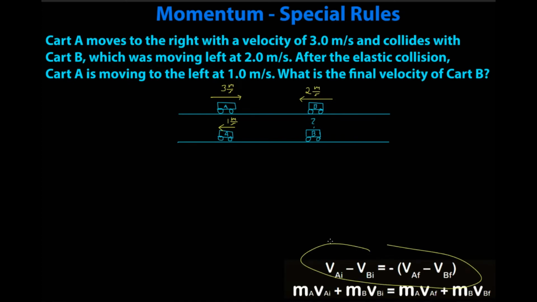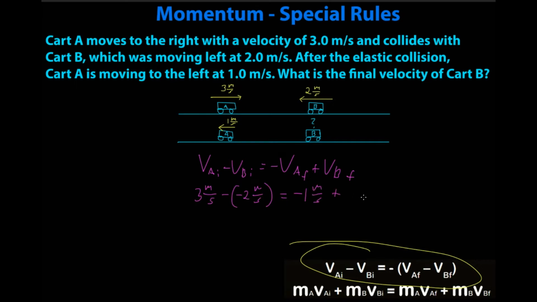I will take this equation. I'm going to factor in that negative sign. 3 meters a second minus negative 2 meters a second equals negative 1 meter a second plus VB final. I will get 3 plus 2 equals 5 meters a second minus negative 1 meter per second, because object A is moving to the left, plus VB final. 3 meters a second plus 2 meters a second gives me 5. This will be a positive, but then I subtract it from the other side, which gives me 4 meters per second equals VB final.